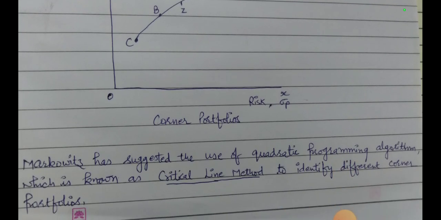For this purpose, Markowitz suggested the use of a quadratic programming algorithm, which is also known as the critical line method, which is used to identify different corner portfolios. However, in today's time, computer graphics can be used to draw the graph of the efficient frontier based on these corner portfolios. Connecting the portfolio points between any two adjacent corner portfolios, the graph will give the appearance of a curve as was shown in the diagram.